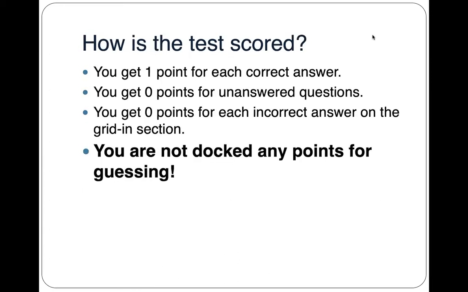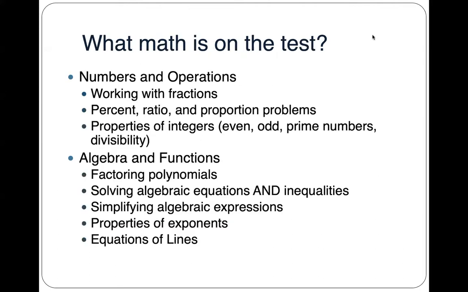You will get 1 point for each correct answer. You get 0 points for unanswered questions, and you get 0 points for each incorrect answer on the grid-in section. You are not docked any points for guessing, so be sure that you at least put an answer down for every problem on the test.